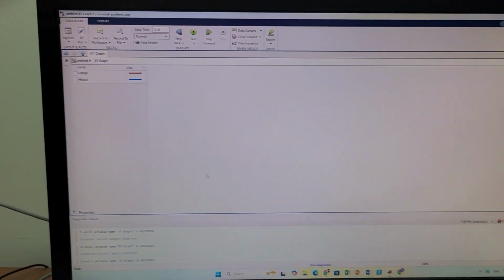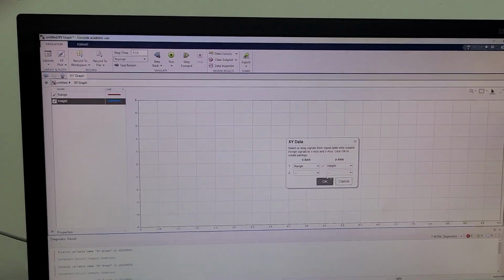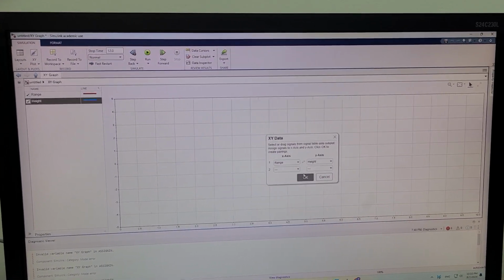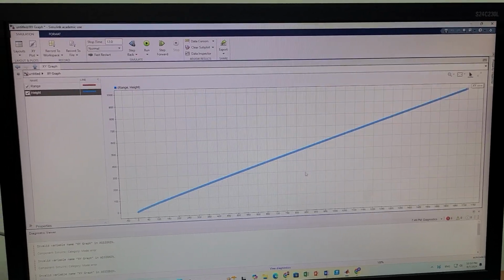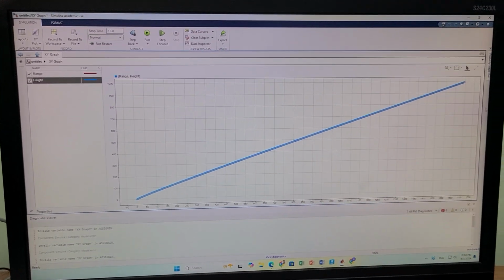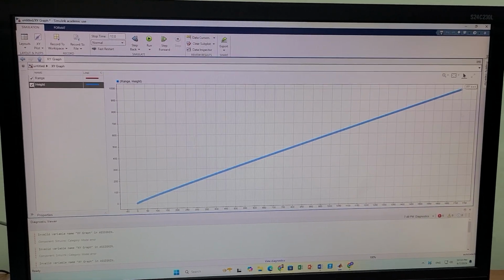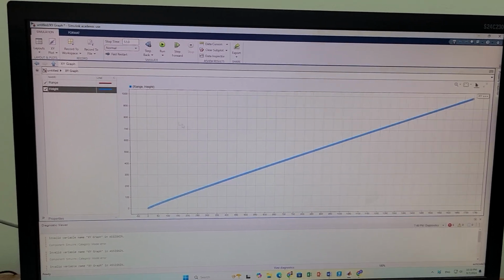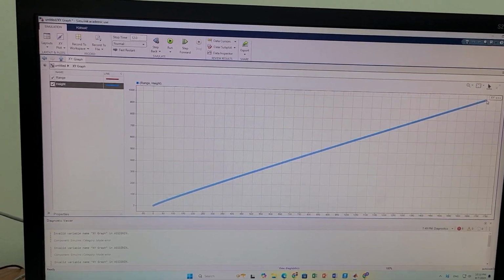Now to see the XY plot, by clicking the XY plot and selecting X and Y, on the x axis we have the range and on the y axis we have the height. The range comes out to be nearly 1696, and the height is equal to 991 meters.